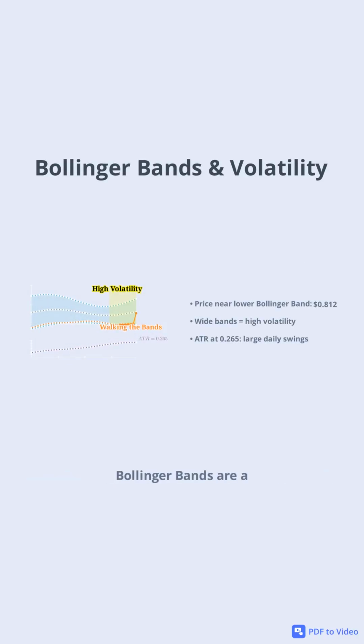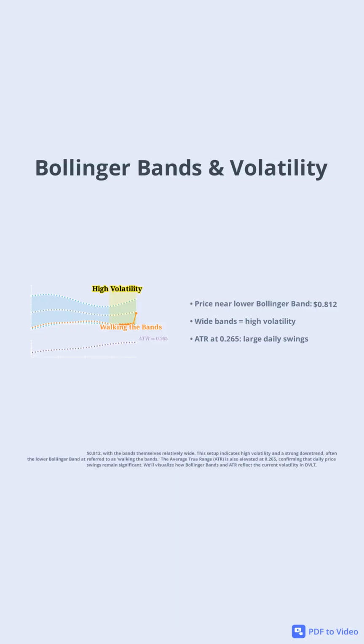Bollinger Bands are a popular tool for measuring volatility. DVLT's price is currently hugging the lower Bollinger Band at 0.812, with the bands themselves relatively wide. This setup indicates high volatility and a strong downtrend, often referred to as walking the bands. The average true range, ATR, is also elevated at 0.265, confirming that daily price swings remain significant. We'll visualize how Bollinger Bands and ATR reflect the current volatility in DVLT.